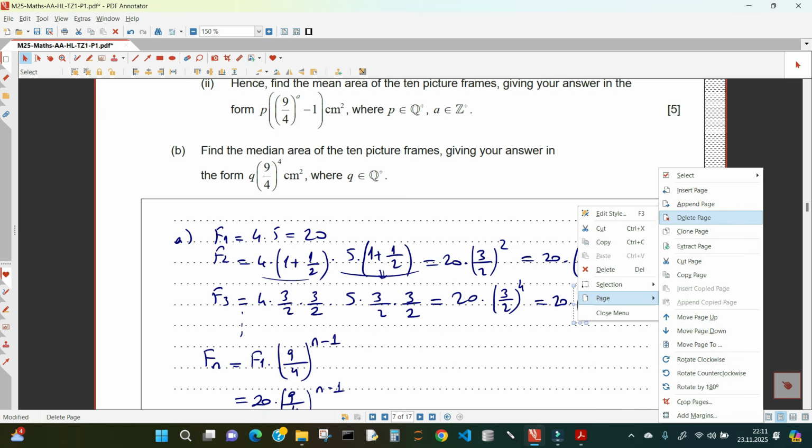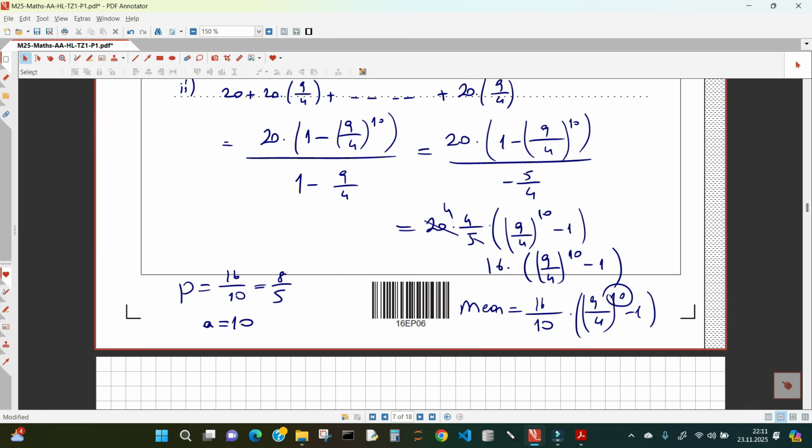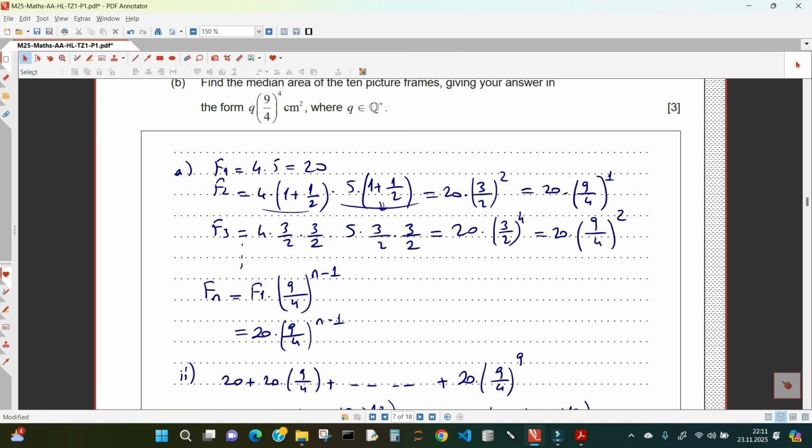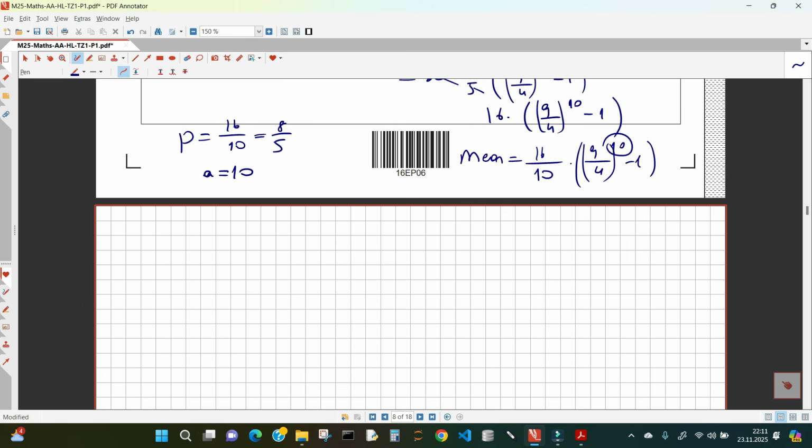At the question B, find the median area of the 10 picture frames, giving your answer in the form like this. So, what's the median of these frames? Since that is 10 terms, you can say that the median is going to be, 1, 2, 3, 4, 5, 6, 7, 8, 9, 10, the mean of these two terms. So I can write that F5 plus F6 over 2.